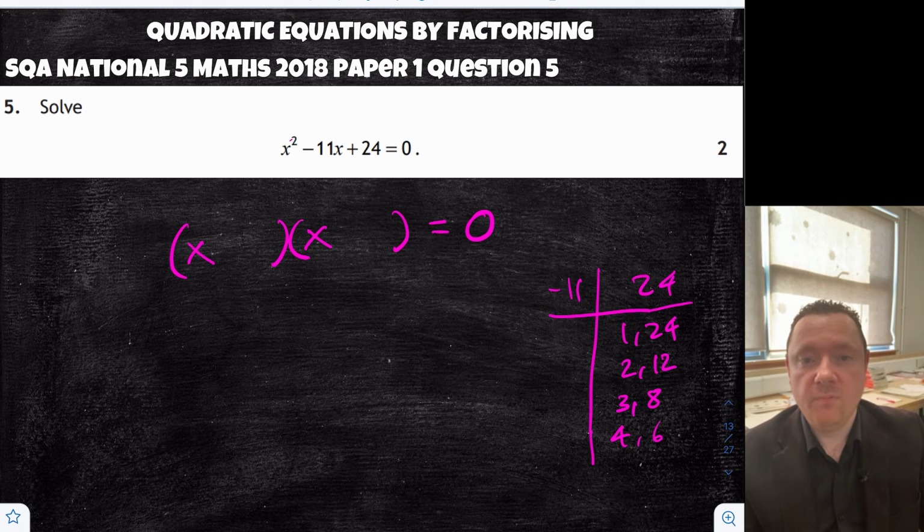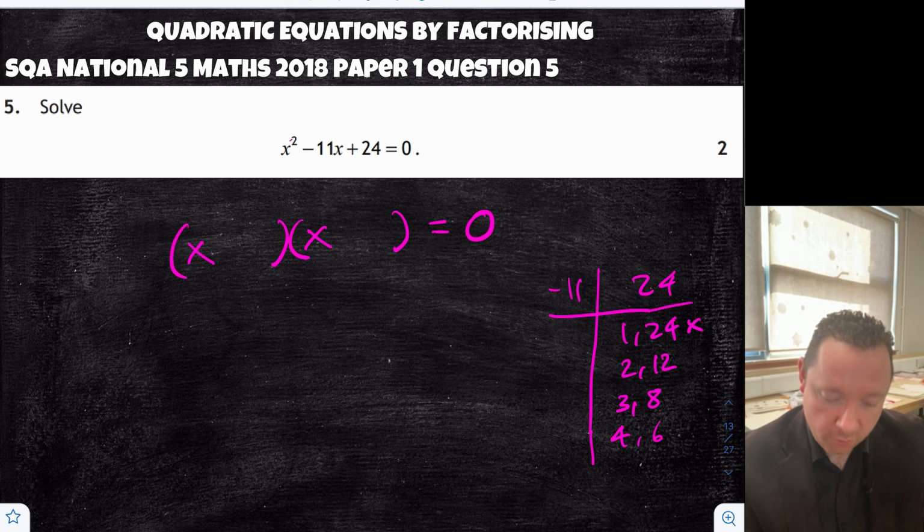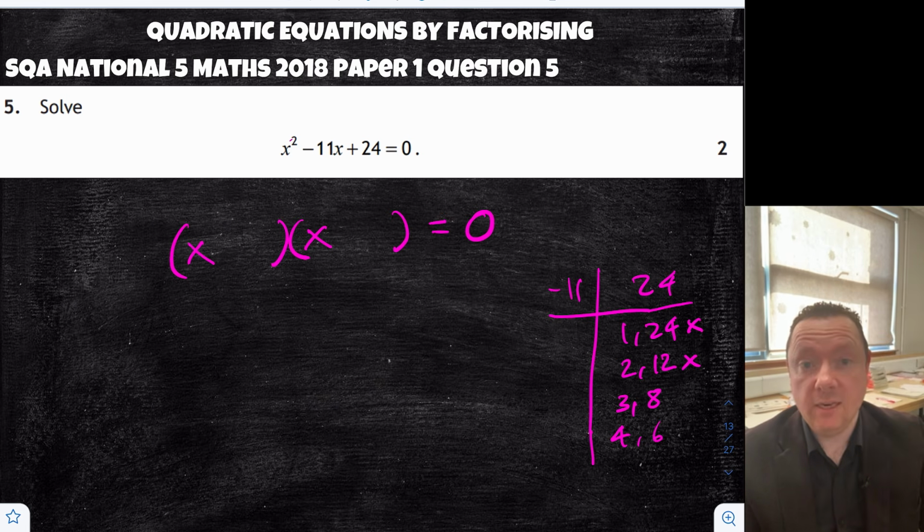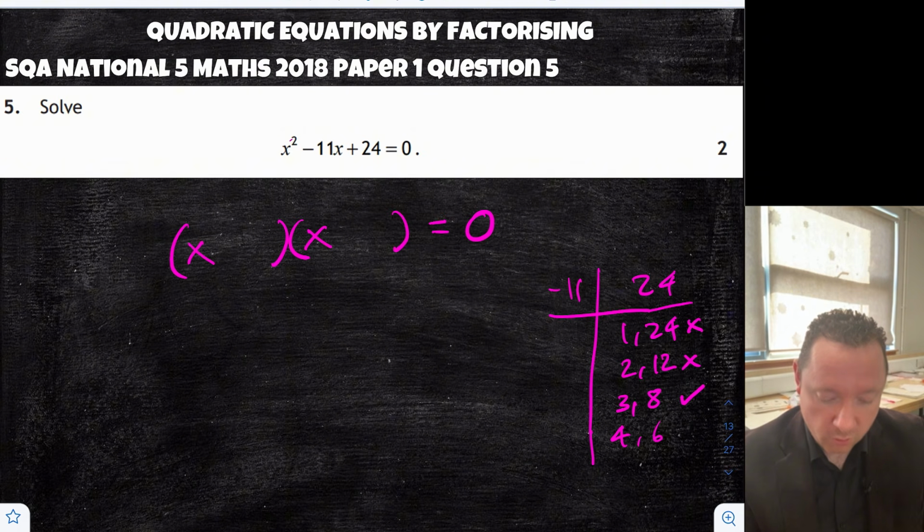And you're looking for those pairs, can I add or take away to make minus 11? Well, I clearly can't do that with 24 and 1. Can I do it with 12 and 2? No, can't do it. Can I do it with 3 and 8? Well, 3 plus 8 is 11, so yes, I'm going to be able to do it. And can I do it with 4 and 6? Nope. So how do I do it with 3 and 8 to make minus 11? Well, I need minus 3 and minus 8 to make minus 11.